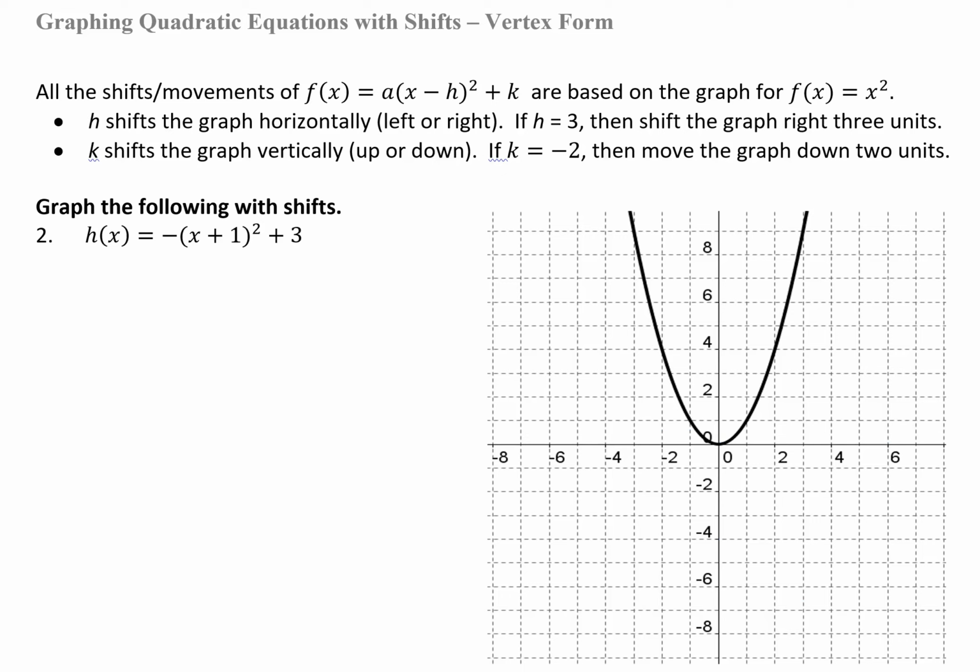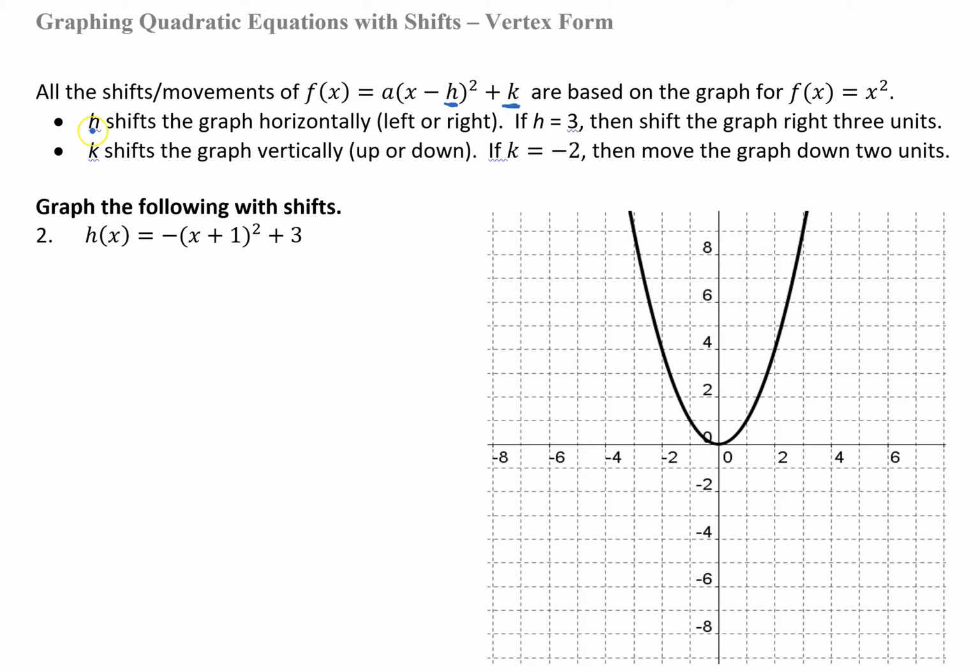In the second equation, we're going to have h of x equals negative multiplied with the quantity x plus 1 squared plus 3. So you'll notice this is a more complicated version of the vertex formula, and we need to identify what h and k are. So let's begin with noticing that in the vertex form, h is the value that is either added or subtracted with x, and k is the value outside of the quantity that's either added or subtracted.